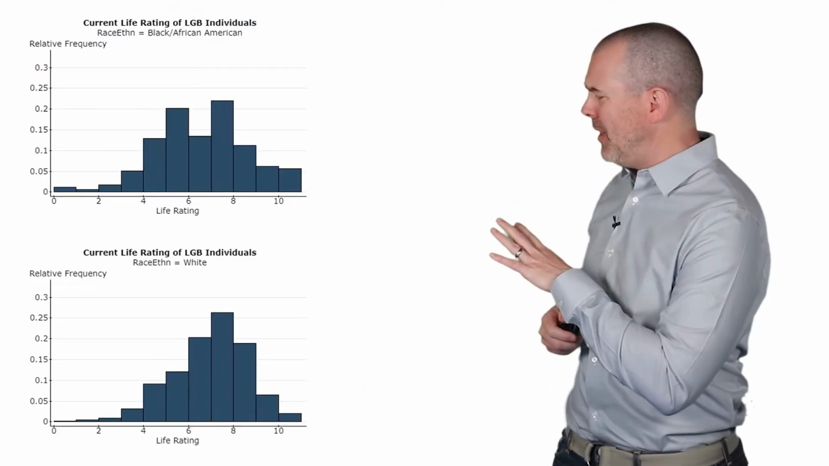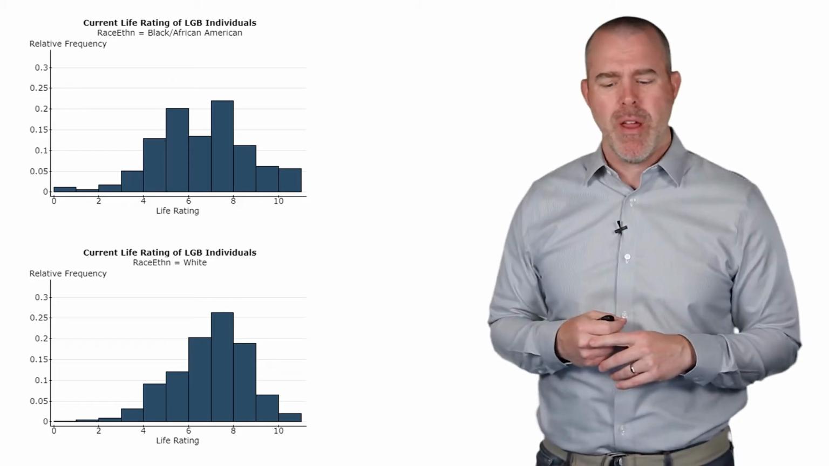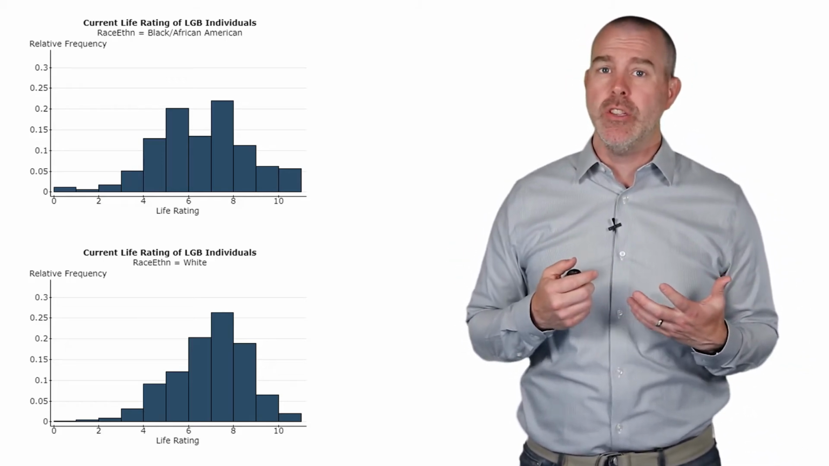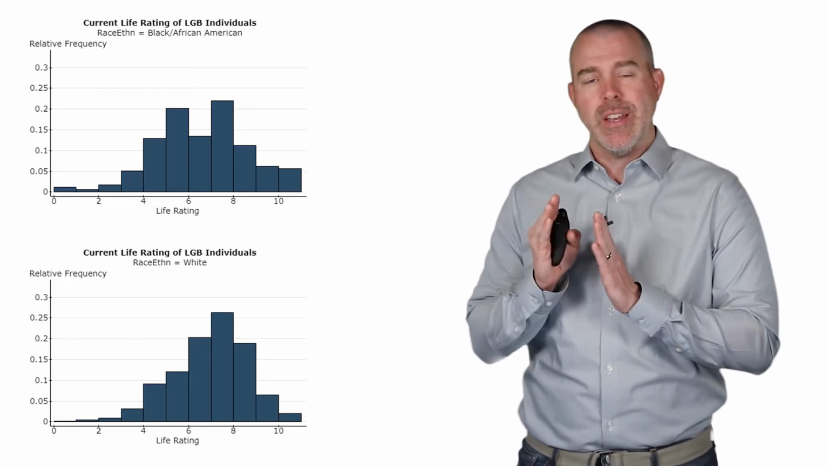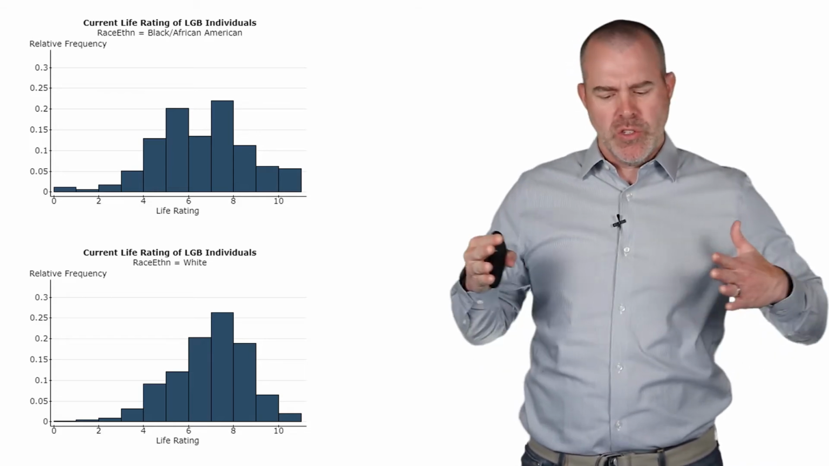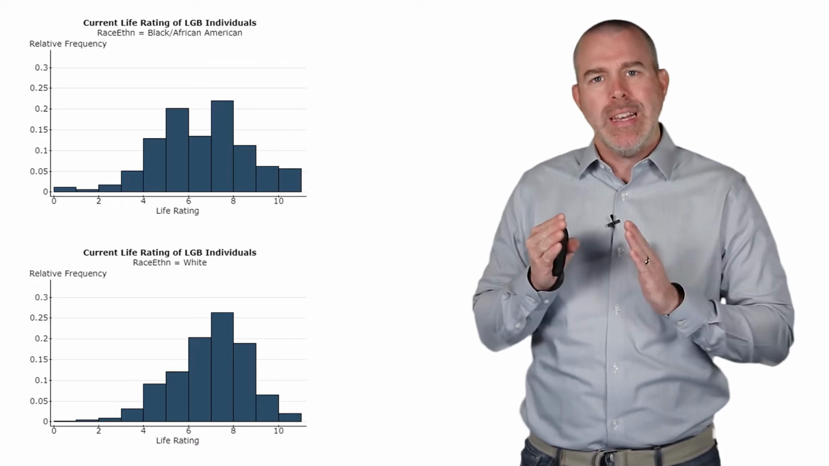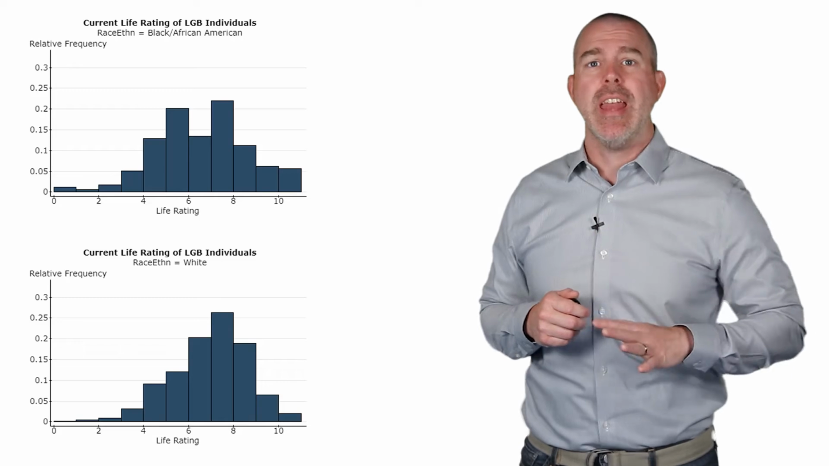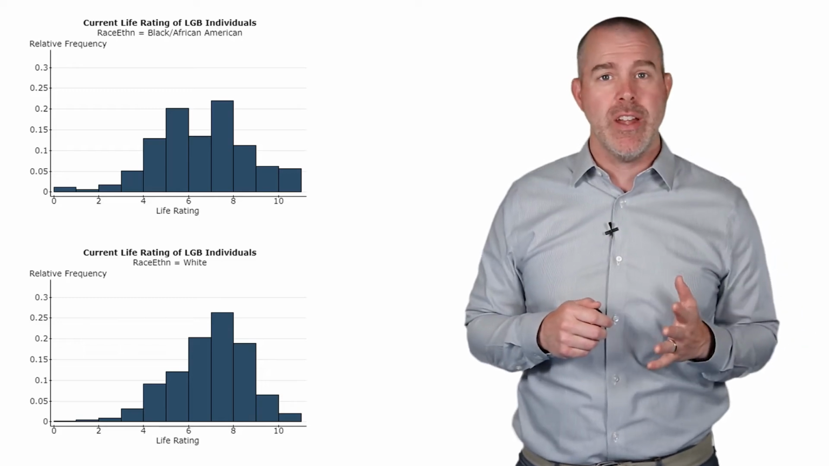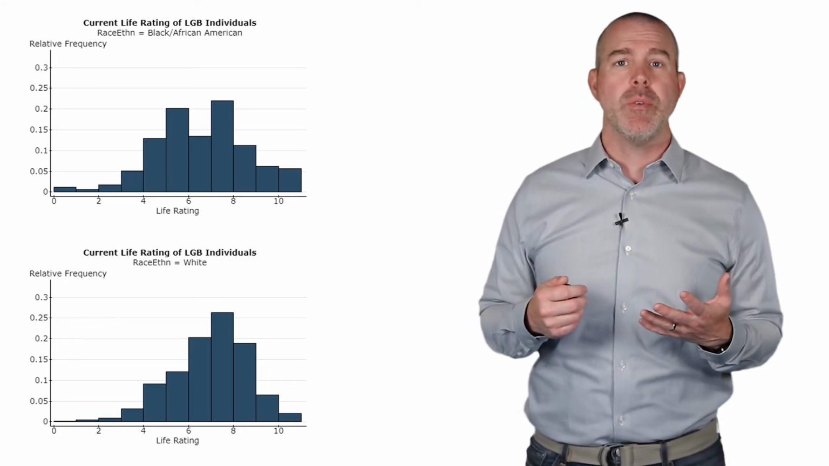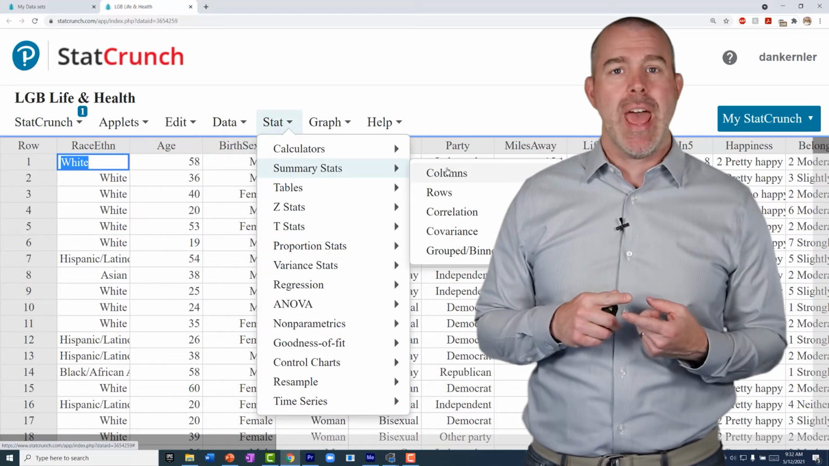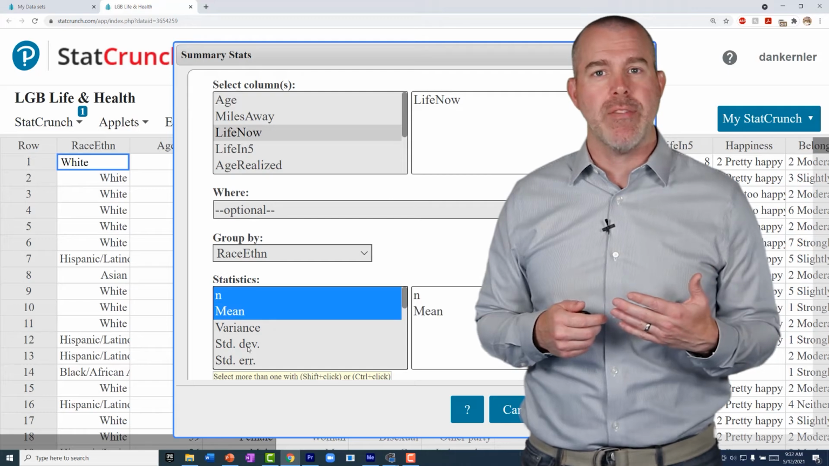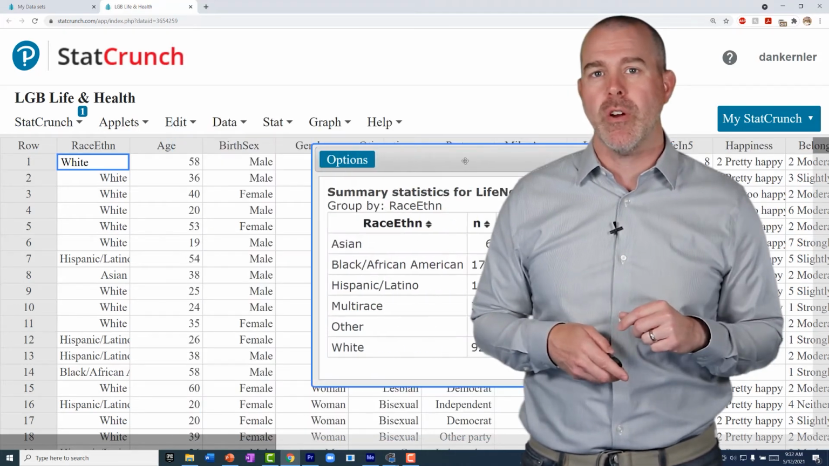Okay, I've got a couple up here, the one for Black or African American and the one for white. We can see that they definitely look different. Not only is there a different peak for the two, but there's also a different spread. The white look a little more condensed. So let's look in StatCrunch and calculate the mean and standard deviation of these. This is just like we were doing the mean and median. It's going to do summary stats, then columns, and you pick your variable, in this case life now, and we're going to group by race or ethnicity.